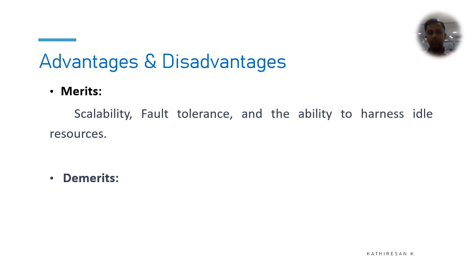Another benefit of distributed computing is fault tolerance. In a centralized system, if the server goes down, the entire system goes down with it. But with distributed computing, if one computer fails, the other computers can continue to work, ensuring that the system stays up and running.